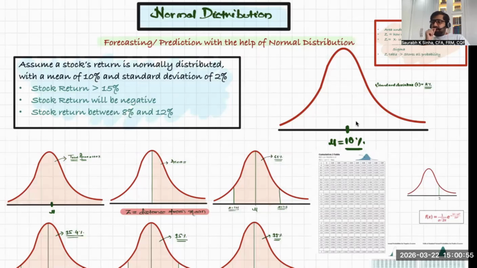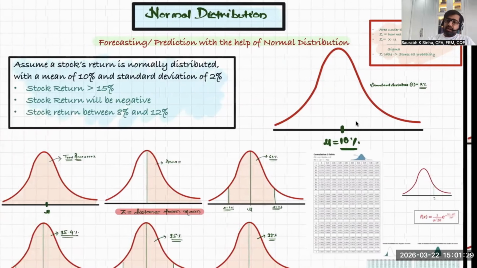In the last 2, 3 lectures of normal distribution, we discussed the properties of normal distribution. We discussed why one should use normal distribution with the help of central limit theorem. We understood the central limit theorem, 2 versions of central limit theorem. In this lecture, we are trying to understand the way through which we can forecast or predict with the help of normal distribution. Now, in this whole lecture, we'll understand 3 to 4 most critical points.